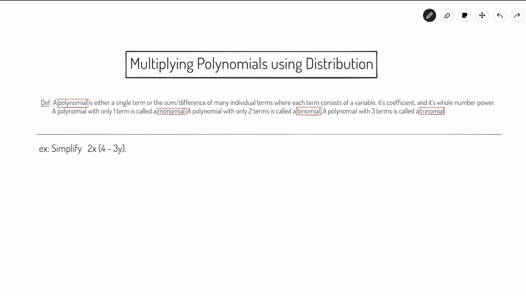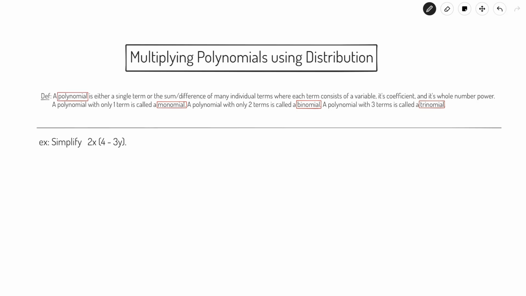We mention whole number power because it's only a polynomial if it has a whole number power. That means we can't have fractional powers if we're dealing with polynomials. That means we can't have negative powers if we're dealing with polynomials. Only whole number powers attached to our variable.